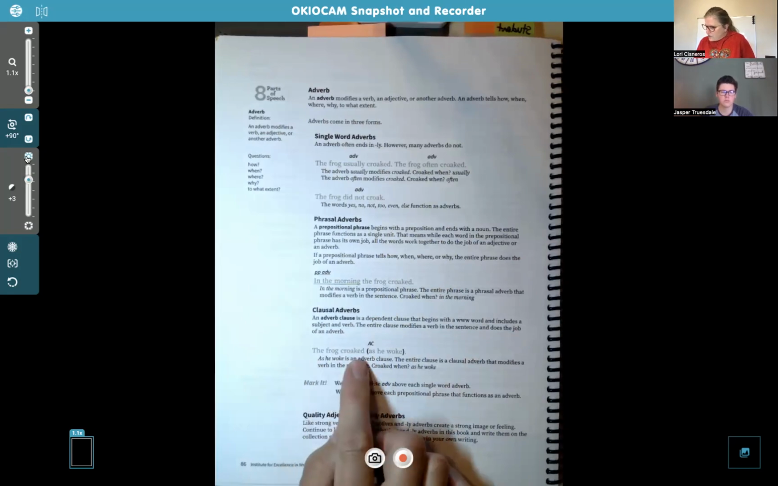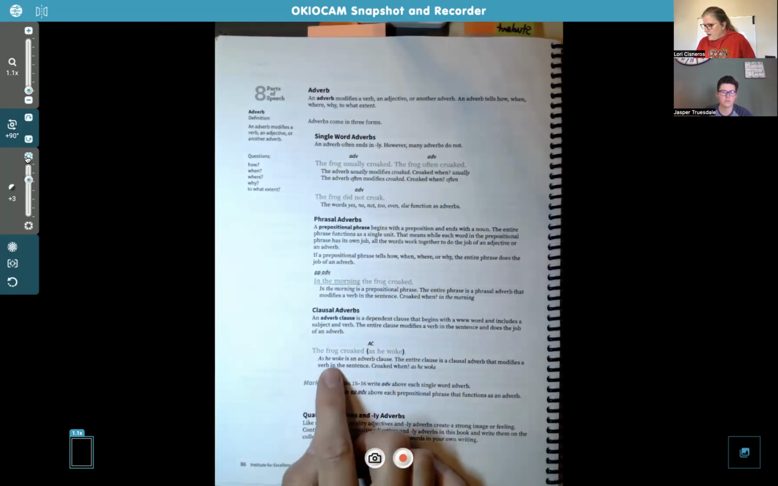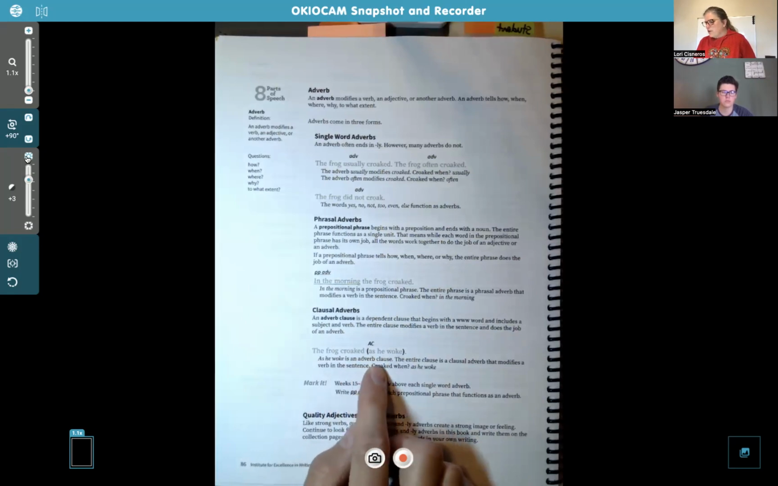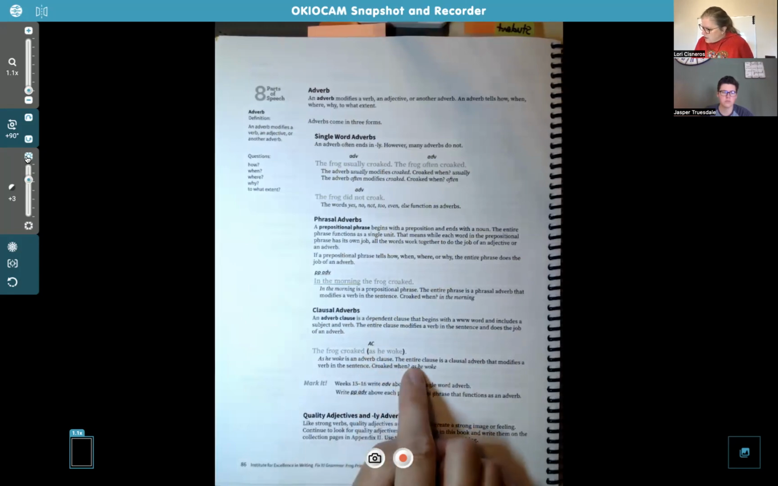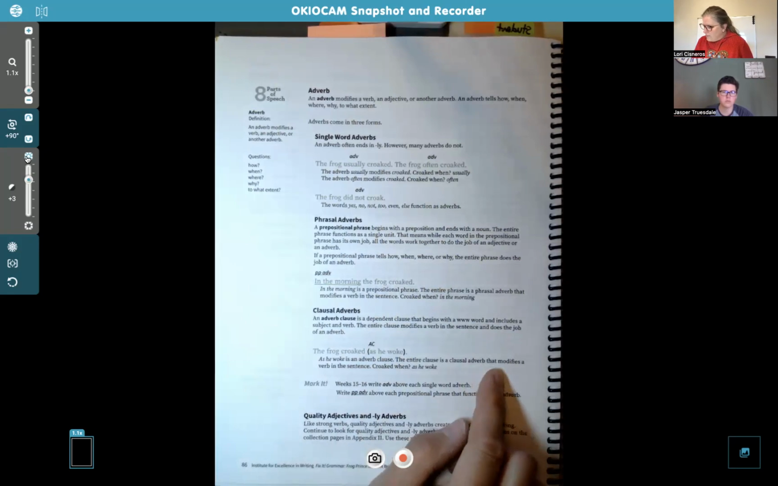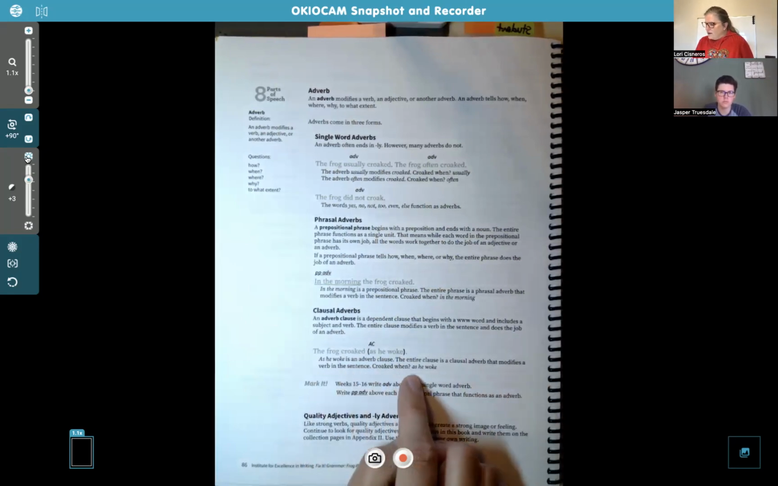The frog croaked as he woke. As he woke is an adverb clause because it starts with as. Remember www.asia. A is the word as. The entire clause is a clausal adverb that modifies a verb in the sentence. Croaked when? As he woke.